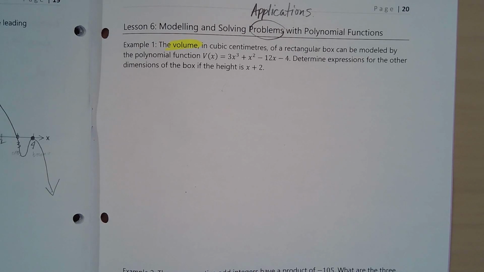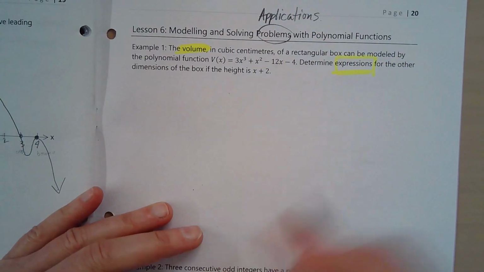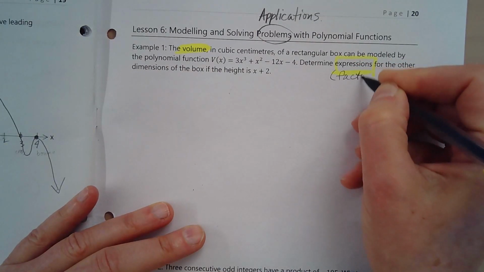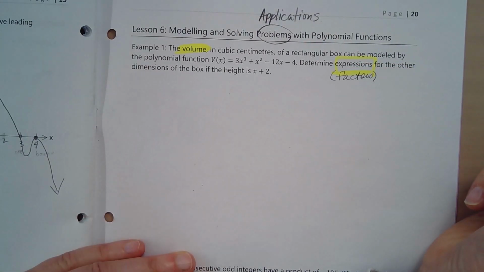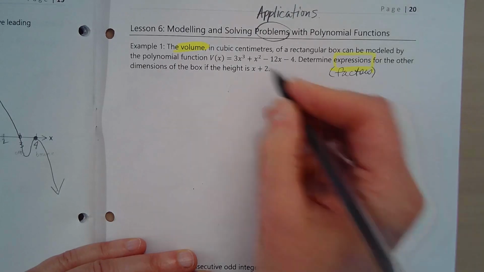Okay, so it says the volume in cubic centimeters of a rectangular box can be modeled by the polynomial function volume equals 3x cubed plus x squared minus 12x minus 4. Determine expressions for the other dimensions of the box if the height is x plus 2. Okay, we're not really solving anything here. And it says determine expressions. So those are just the factors. Determine the factors for the other dimensions of the box if the height is x plus 2. Okay. So what would the other factors be?